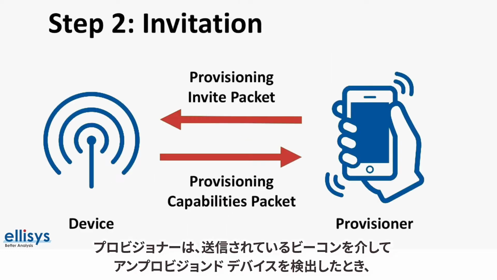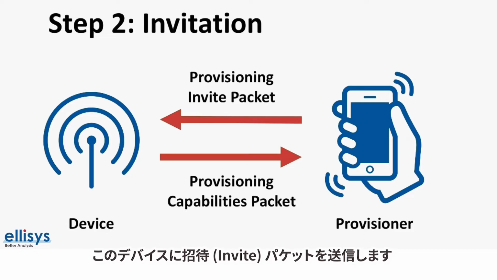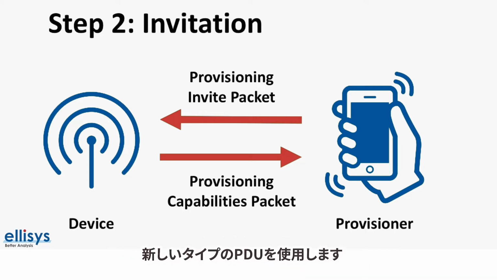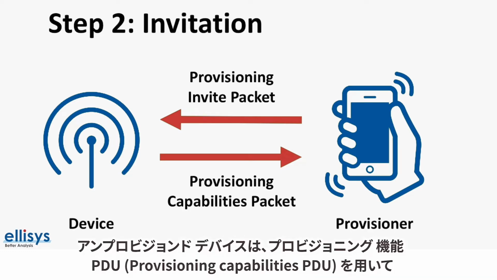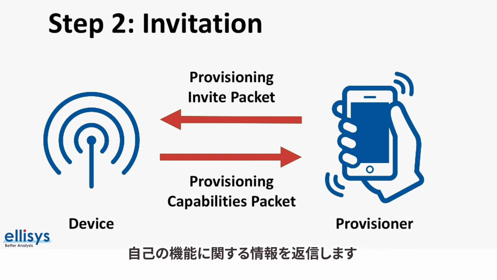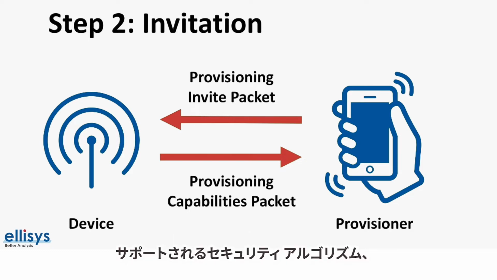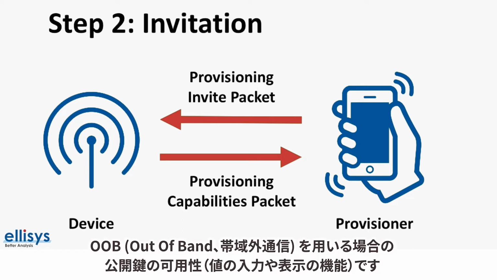When the provisioner discovers the unprovisioned device via the beacons being sent, it sends an invitation to this device. This invitation uses a new type of PDU called the Provisioning Invite PDU. The unprovisioned device then responds with information about itself in a Provisioning Capabilities PDU. Included in this PDU are the number of elements the device supports, the set of security algorithms supported, the availability of its public key using an out-of-band technology, the ability for this device to output a value to the user, as well as the ability for the device to allow a value to be input by the user.